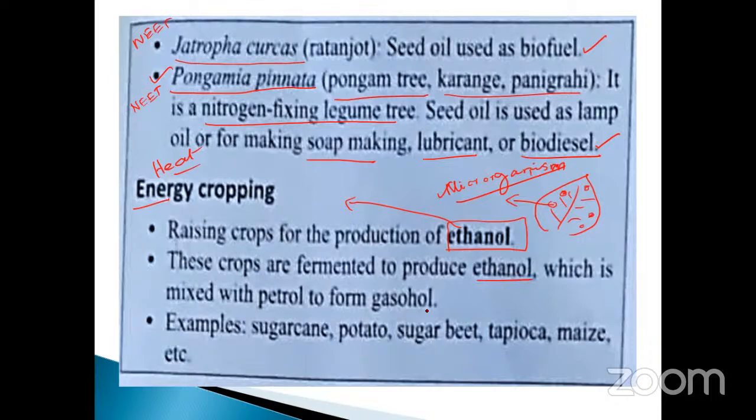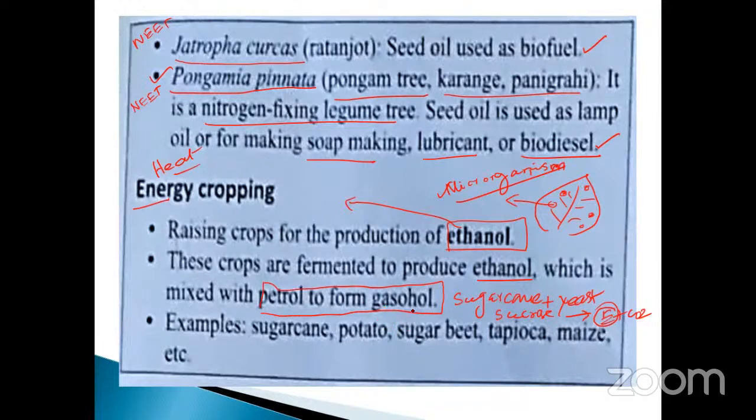How will it be fermented? You know about sugar cane. Sugar cane waste, with the addition of yeast. Sugar cane contains sucrose, isn't it? Sucrose is converted into ethanol plus carbon dioxide. So the ethanol is used as a fuel, which is mixed with petrol to form gasohol. Just note it down: gasoline plus alcohol, you will get gasohol.